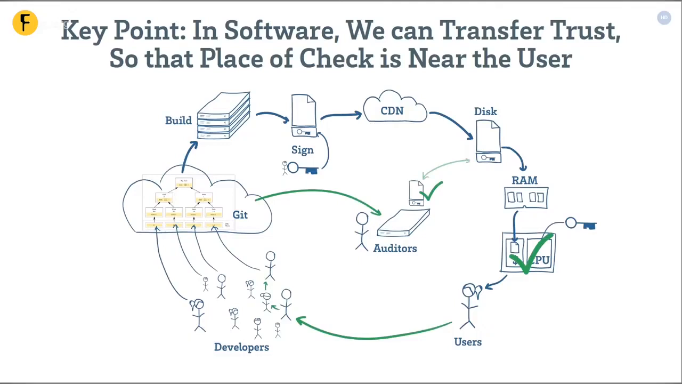But as long as someone's checking the output of that and signing it, that person can then sign that build, send it to a CDN that we don't trust, download it into different stages also that we don't trust, until we finally get it to the RAM on our CPU, and then we can actually check that the software going to run matches what the developer intended right at the place of use. And because it's open source, we can have auditors who take the copies of stuff that are downloaded and check them against builds and say, okay, everything's checking out. So we have this way to transfer trust in software.